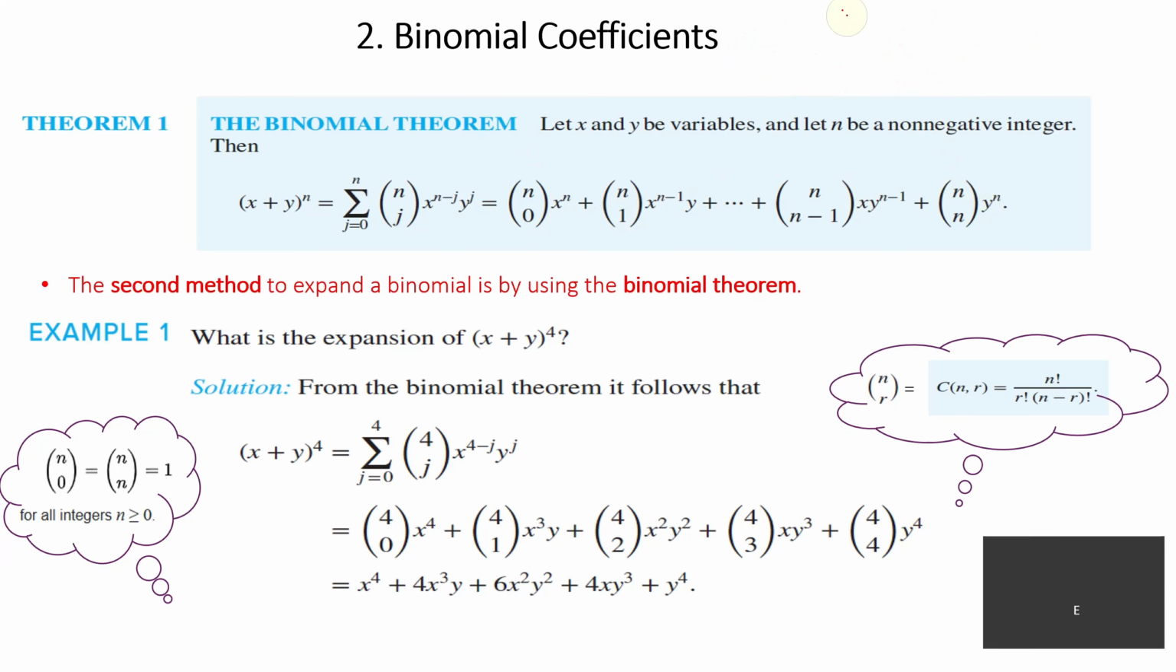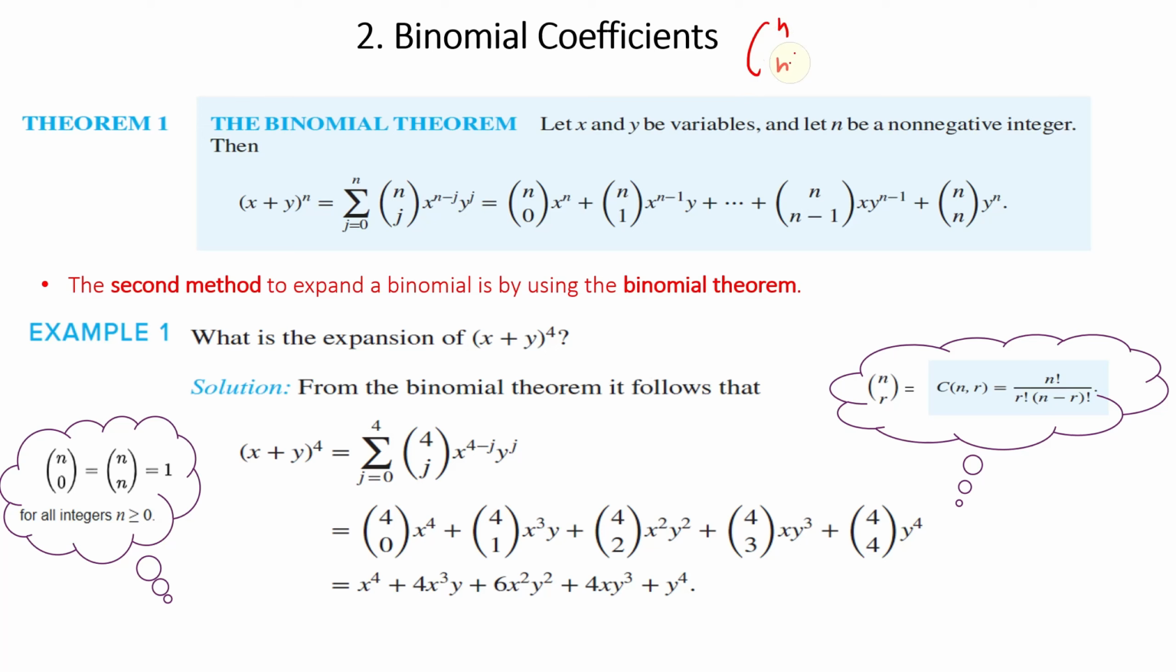Also, let me make sure we understand if I need to choose n out of n, how many different ways can I have? Even if I don't want to think, I can just apply the formula. n minus n is going to be 0, and 0 factorial is going to be 1. Then I'm just dividing this by this, which gives me 1. So this one is equal to 1, and this one is equal to 1.